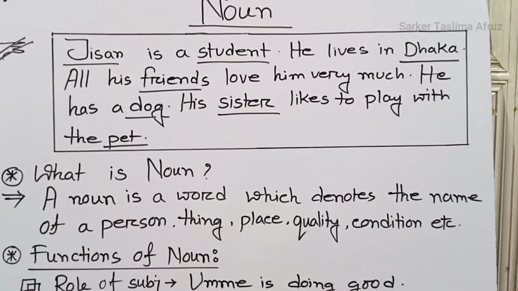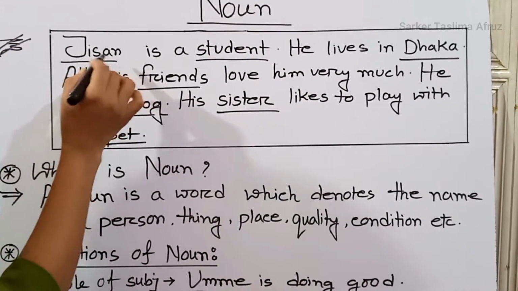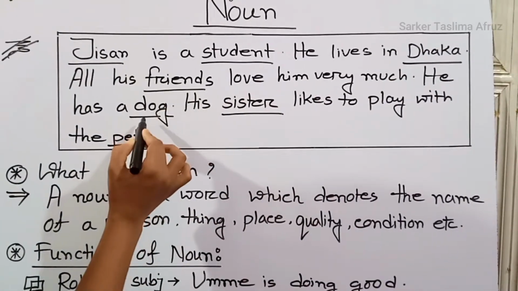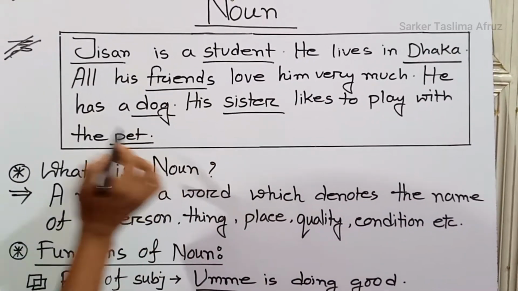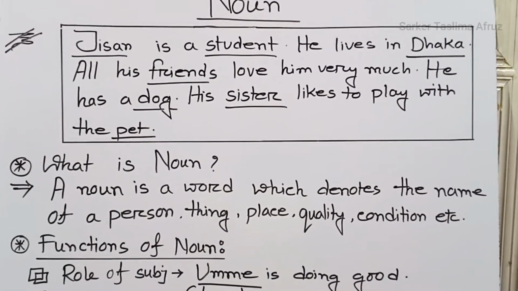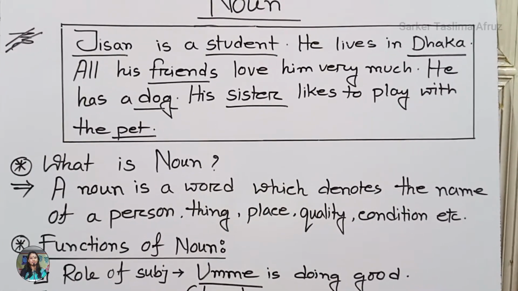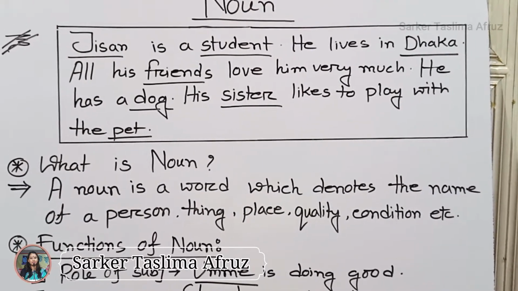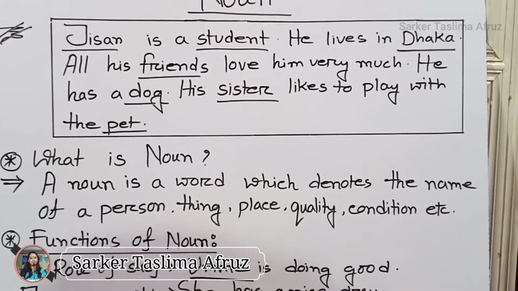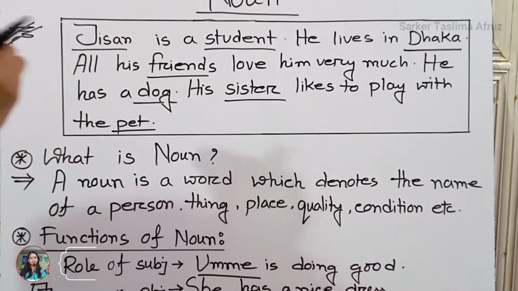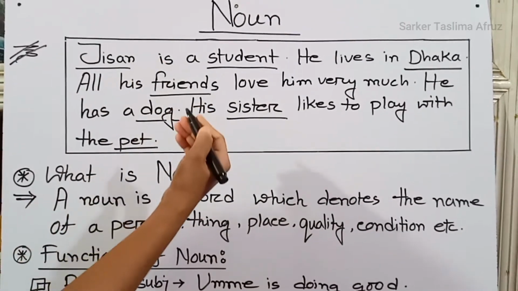Yes, dear learner, you can see the underlined words: Jisan, student, Dhaka, friend, dog, sister, pet. These underlined words are basically nouns. That means they are names of any person, thing, place, quality, and like this. So I hope you have understood this topic, that's what actually noun means.